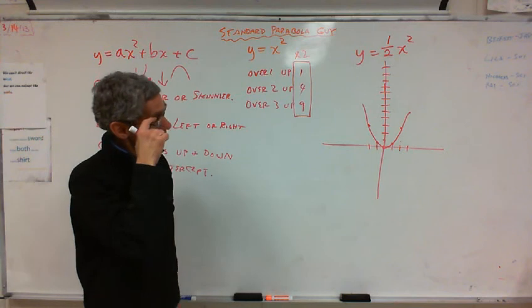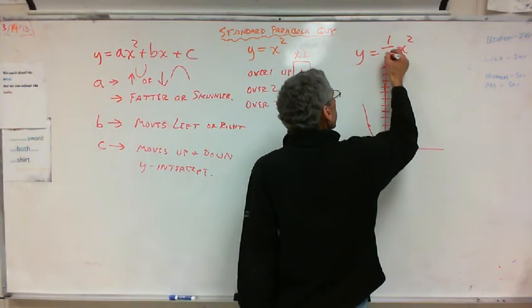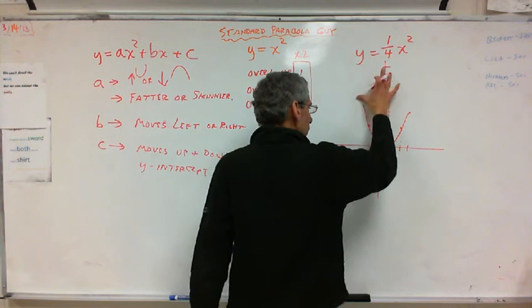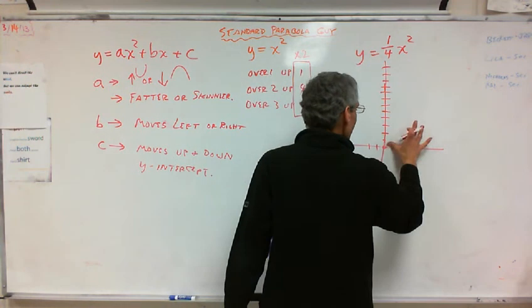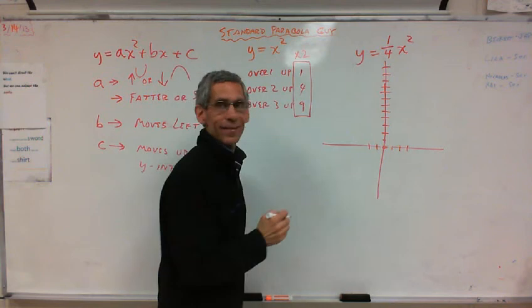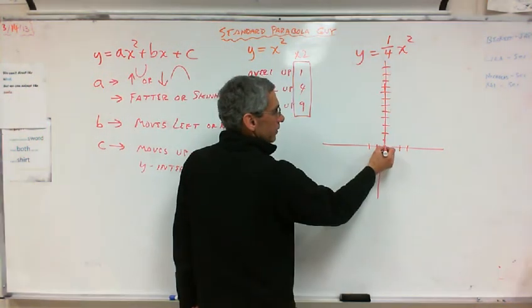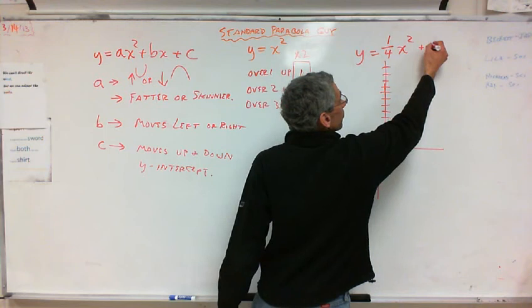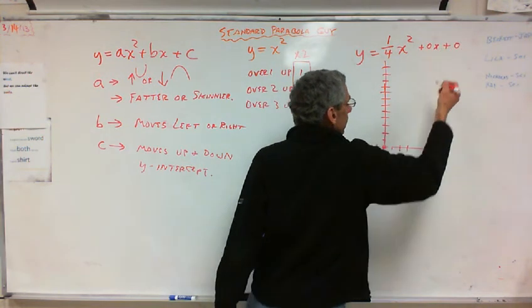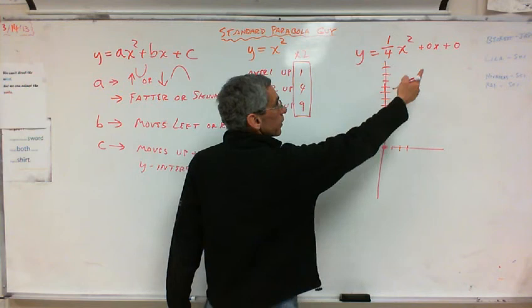So then you can get a really fat one by like 1/1000. So let's do 1/4 now. So again, my vertex is 0, 0 because it's plus 0x and plus 0c. So I'm on the y-axis and I don't go anywhere. It's going to be at 0.